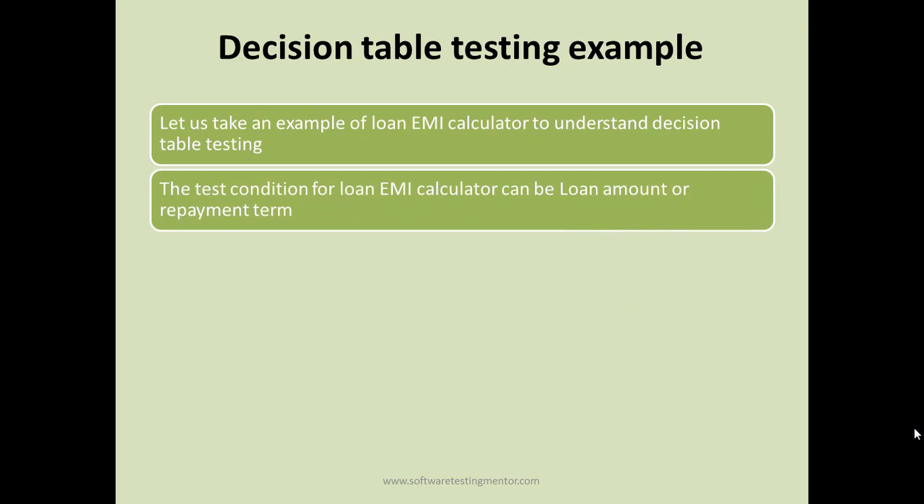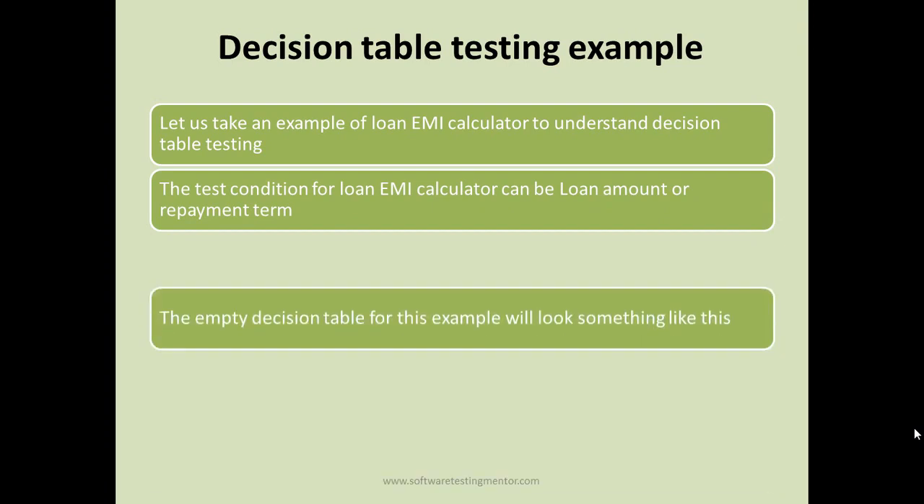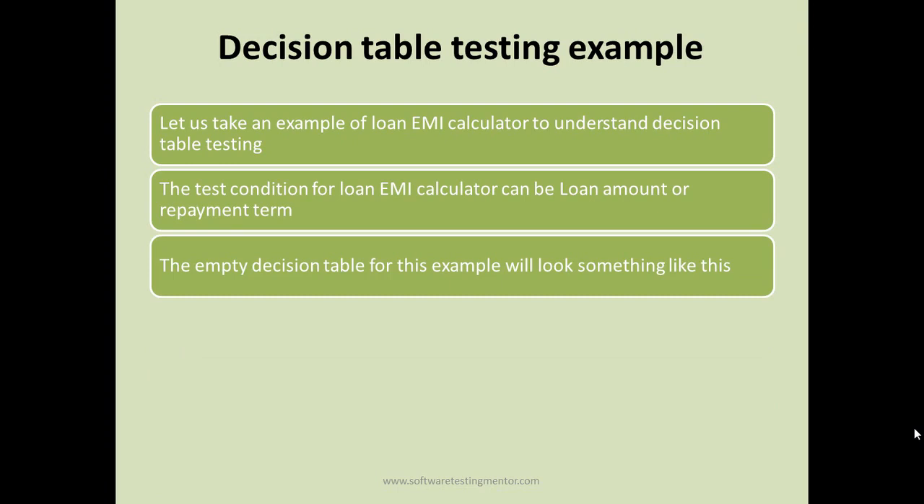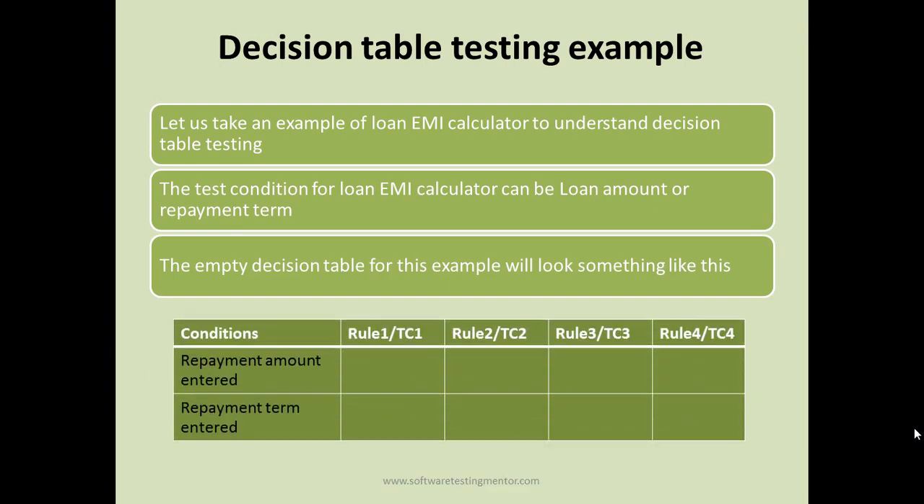The test conditions for a loan EMI calculator can be loan amount or repayment term. The repayment term can be 20 years, 25 years, and so on, along with the loan amount. So these are the two very simple things that we considered in the loan EMI calculator. The empty decision table for this example will look something like this. You have two conditions here, repayment amount entered and repayment term entered. If repayment amount entered is yes and repayment term entered is yes, you'll have 4 different combinations of these conditions.